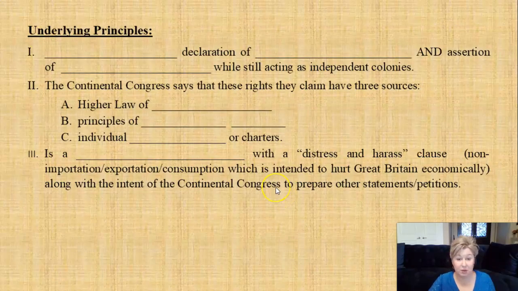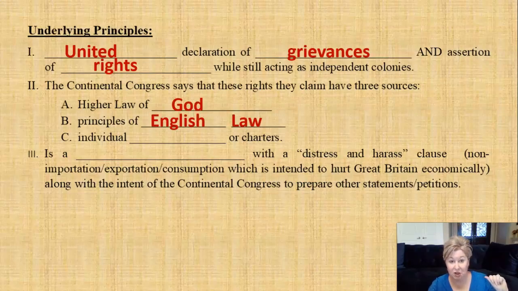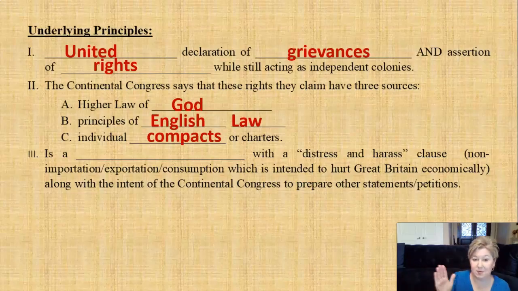So the underlying principles are, we've got a united declaration. All 13 colonies are now united in sending one document with their grievances and an assertion of their rights. They're still acting as independent colonies, but they're sending this together. They say the rights come from 3 places, remember? The higher law of God, the principles of English law, and their individual compacts or charters, the individual agreements they have with the king.